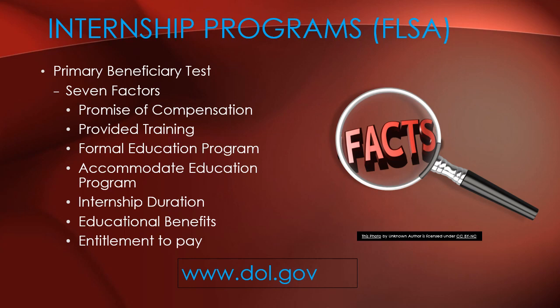The Department of Labor website explains internship programs that fall under FLSA. In order to determine whether an intern or student should be paid, the website provides information about the primary beneficiary test, or the test for unpaid interns and students. The test includes 7 factors for determination, which include promise of compensation, provided training, how it ties to the formal education program, accommodations to the education program, the duration of the internship, educational benefits, and the entitlement to pay.